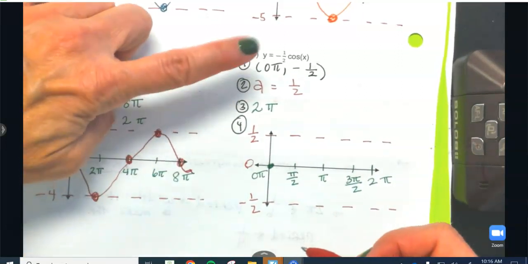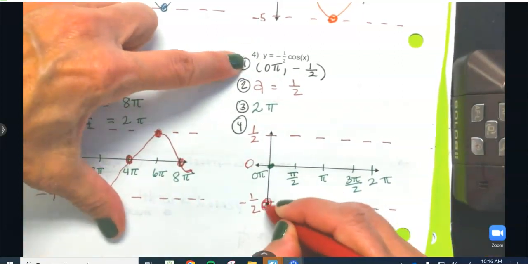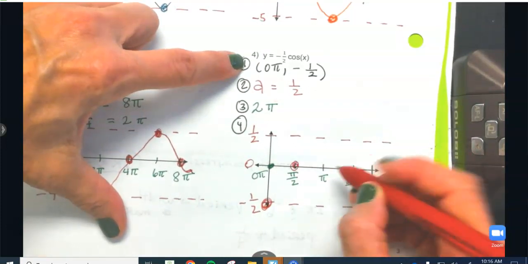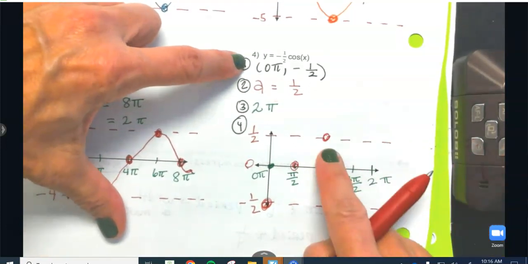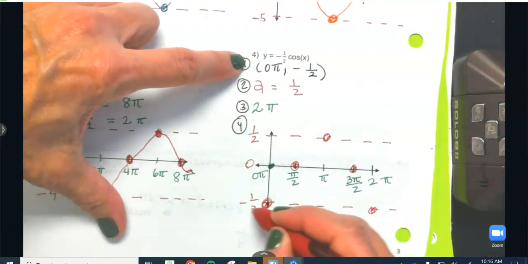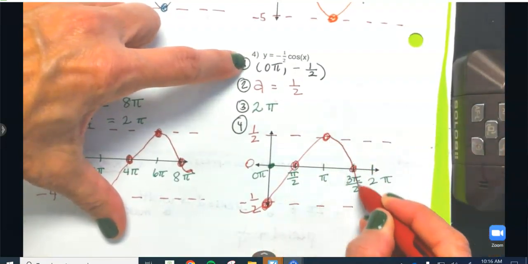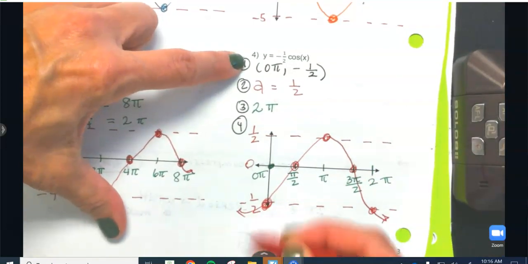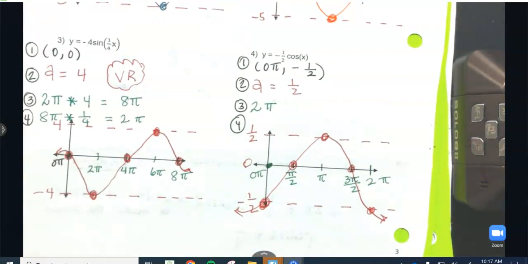But remember, y'all, it's reflected. Where does it start? We wrote where it starts. It starts down here. Then it goes to the middle. Then it finally climbs to the top. Then it climbs back down again. So that's it. That's your curve.